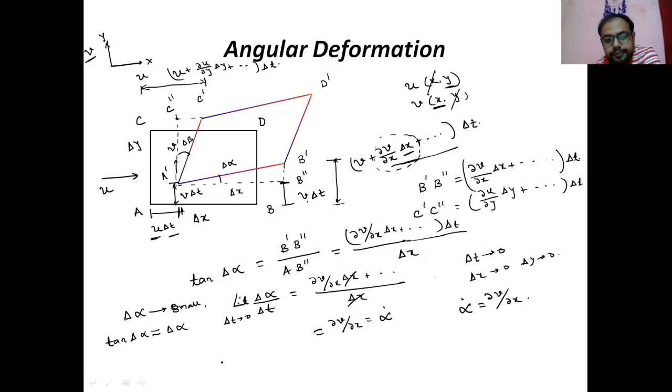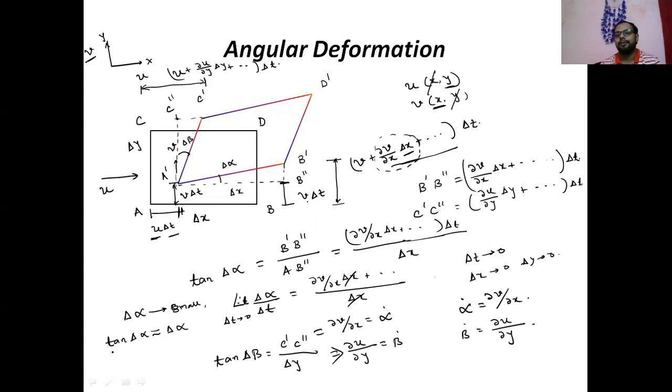In the same way, if you take tan del beta, it will give you C dash C double dash divided by del Y. So it will give you del U del Y is equal to beta dot. In the same manner, beta dot will give you del U del Y. So alpha dot and beta dot you are getting.